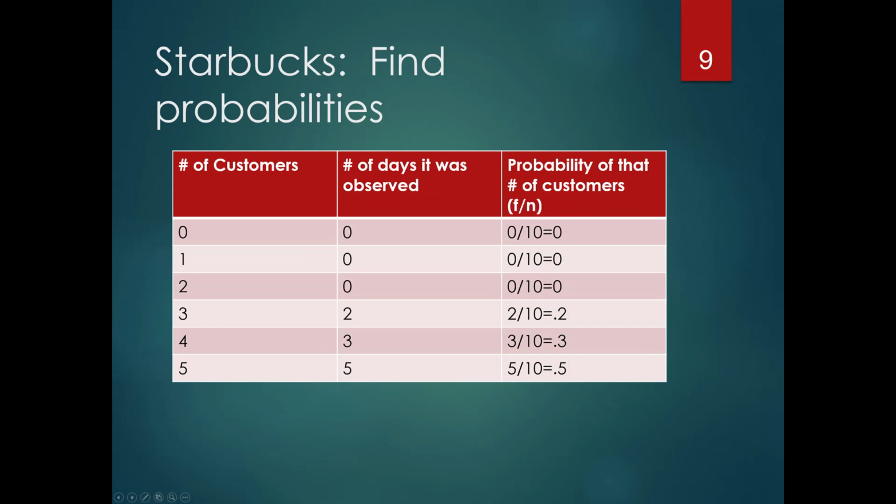Okay, so the next step is to find those probabilities. I'm basically just dividing how many times I observed it over the total. Just like a typical probability equation, 0 over 10 equals 0. And you can see 20% likelihood of having 3 customers, 30% likelihood of having 4 customers, and 50% chance of having 5 customers. So I want to assign more weight to that 5. And again, I observed for a total of 10 days, so that should equal 10. And all probabilities should add up to 1. So I'm checking that, and it comes out right.